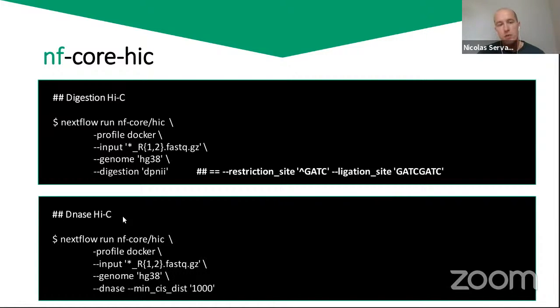We also have a mode for DNase Hi-C. If you don't have any digestion, but you are using DNase instead of a restriction enzyme, in this case you just have to use the DNase option. And to filter out all the invalid pairs, we are using the minimum distance between the two contacts that you have to set up also. So these were the very simple command lines to use the pipeline.